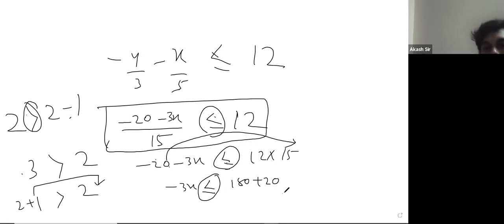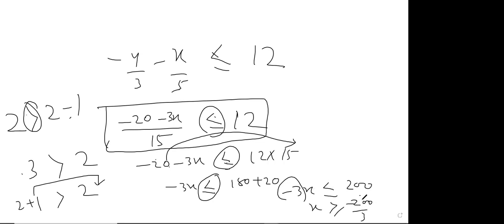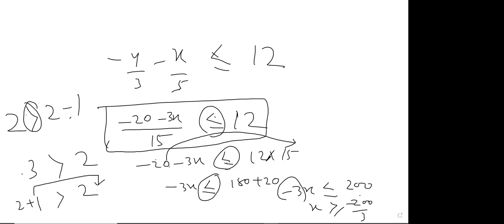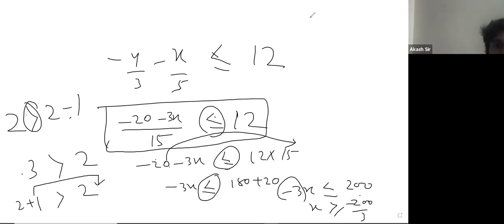So the next step would be 3x is less than equals to 200. Now when the minus 3 is divided to this side, you have to change the sign. So x is greater than equals to this, right? Okay, sir. So I think now we are clear.